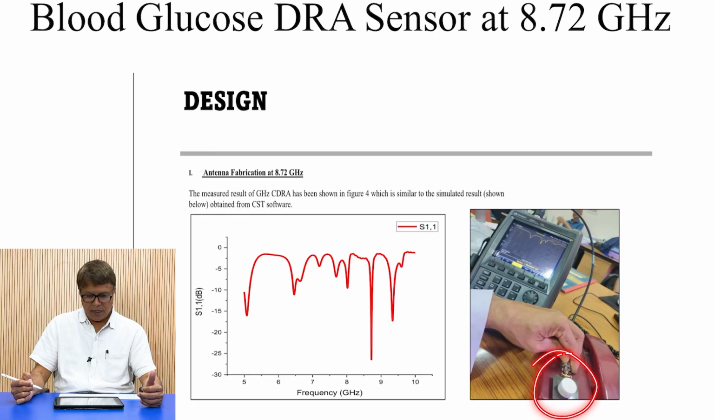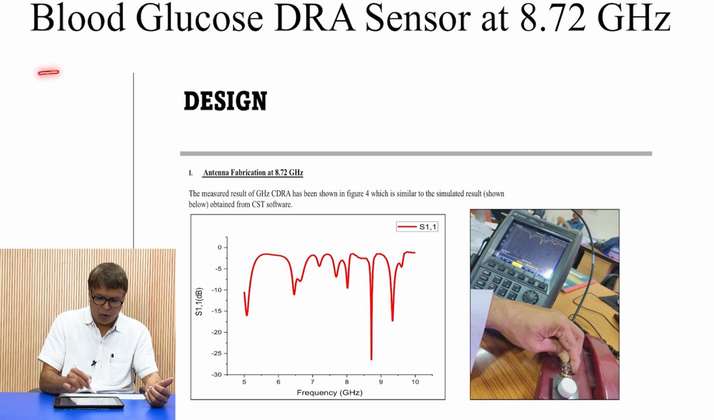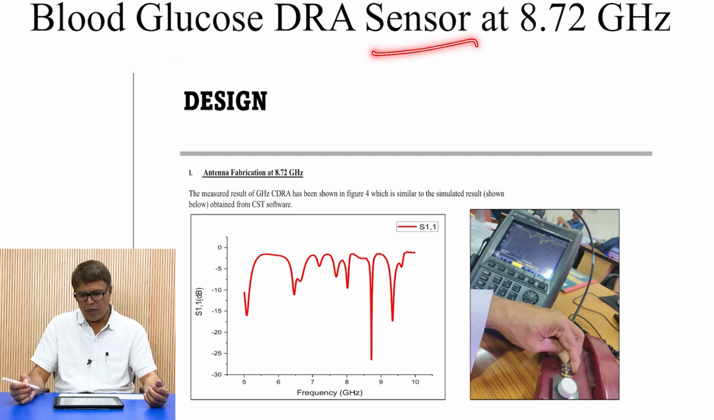Okay, in the last class we saw the advantages of dielectric resonator antennas over patch antennas. In today's lecture, we will talk about uses of the dielectric resonator antenna as a sensor. We have designed a dielectric resonator antenna in cylindrical shape, as we see here, as a blood glucose sensor, and we have designed this CDRA at 8.72 gigahertz.